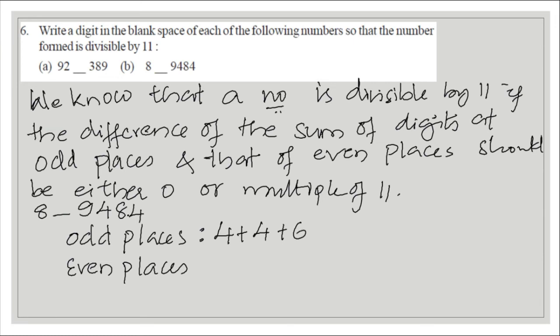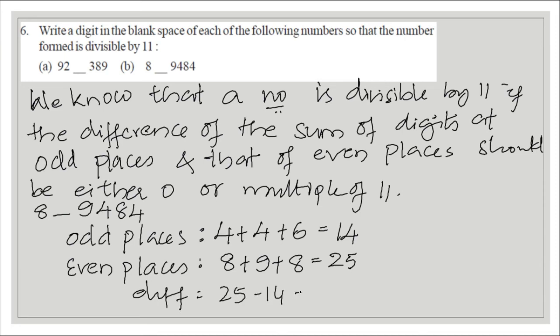6. I have considered this as 6. Let me check whether it is 6 or not. Even places, 8 plus 9 plus 8. Here it is 25. If I consider this as 6, I'll be getting 14. Then the difference will be 25 minus 14, 11.